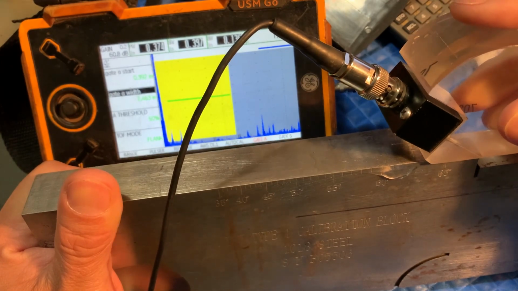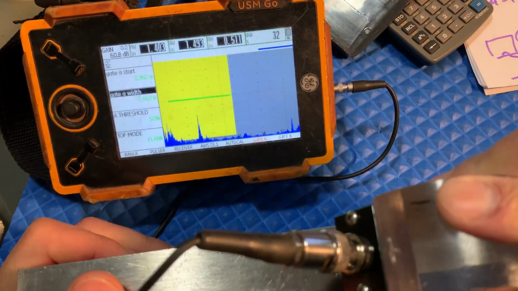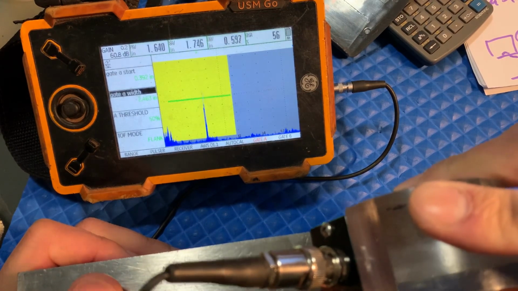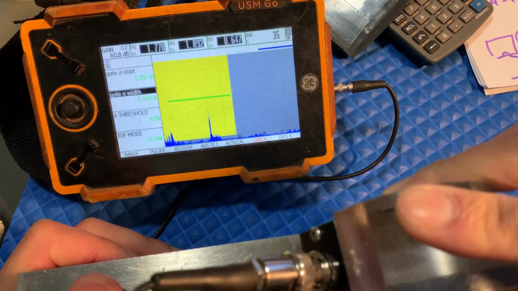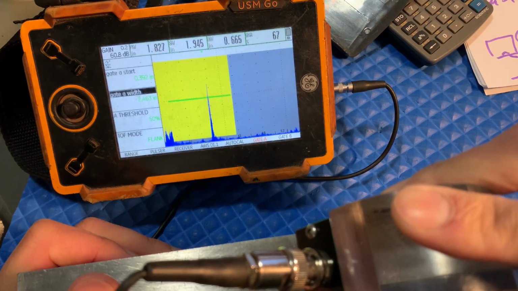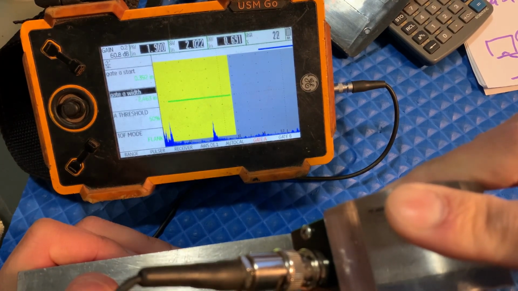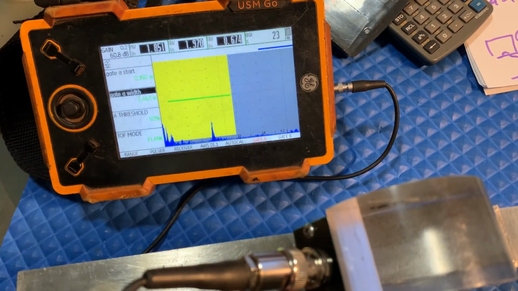And there it goes, it's right at the beginning. So we could mark this one as 0, which is surface breaking, to 0.690. Let's see if we get the repeat. Yeah, I call it 0.690.